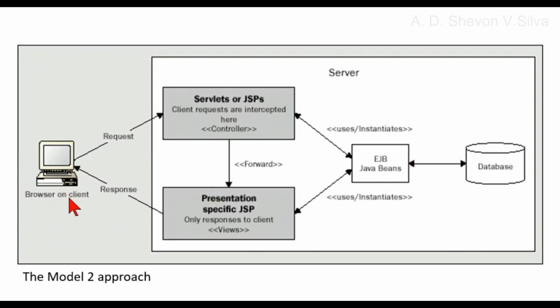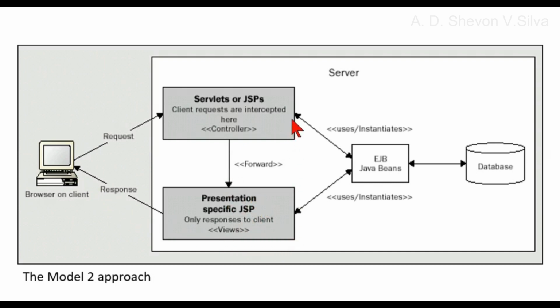Here you can see the browser on the client. The browser on the client is connected to servlet or JSPs via request. The client requests are intercepted here, by the controller. Servlets and/or JSPs are connected to presentation specific JSPs via forward, and only the presentation specific JSPs respond to client views.